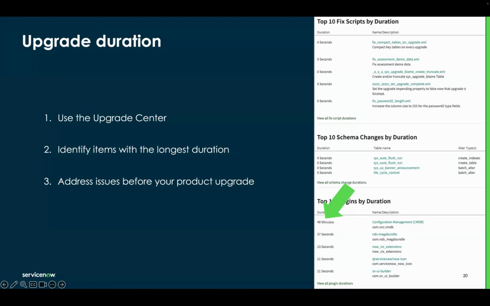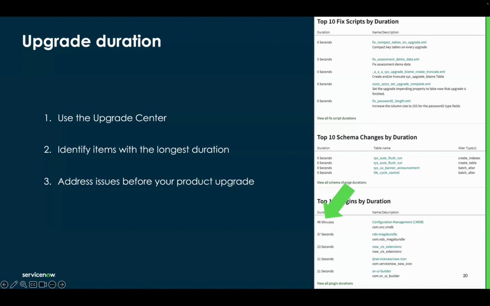So as you can see on the screen, in the upgrade center towards the bottom, you'll see the top 10 schema changes and the top 10 plugin changes by duration. Can't do much about the schema changes, but it does at least give you an idea as to why it's taking so long. If, say, there was a field added to the task table, that might take quite a bit of time, especially if you have a lot of records on task. But the plugins you can sometimes do something about ahead of time.